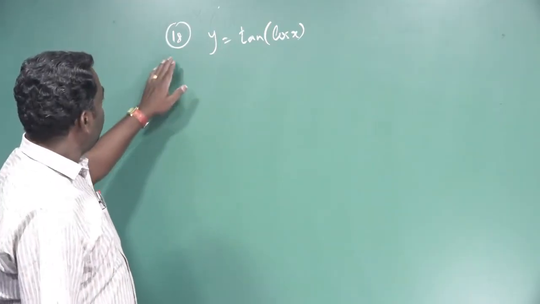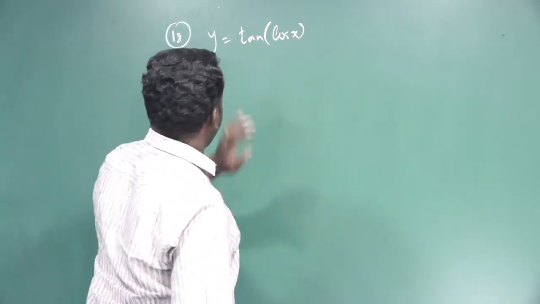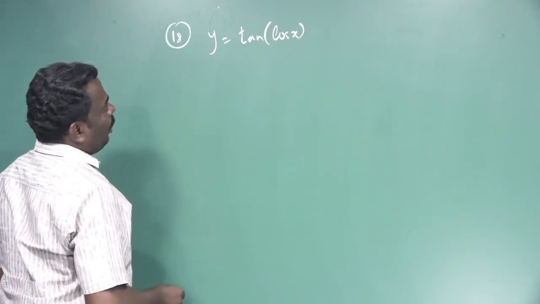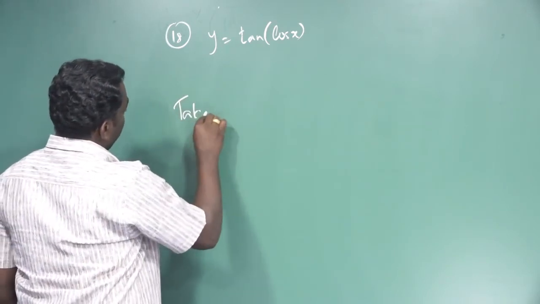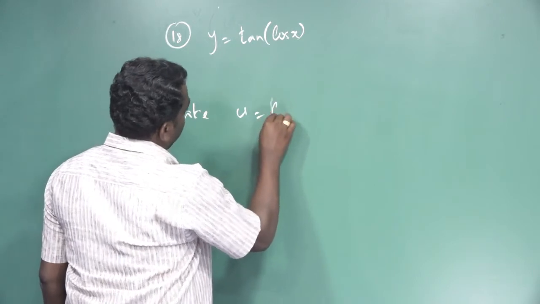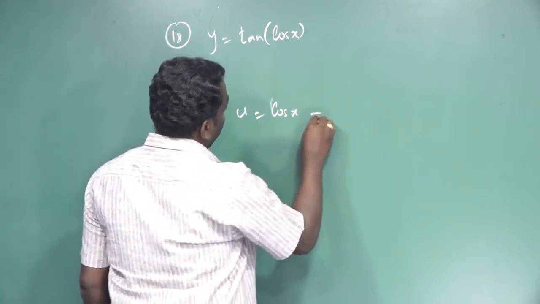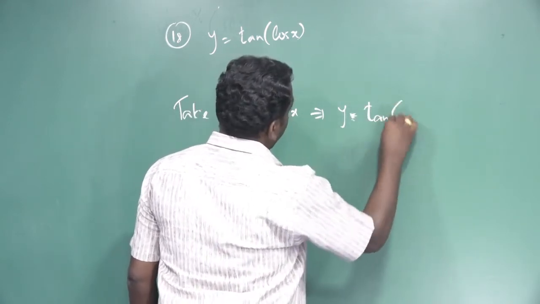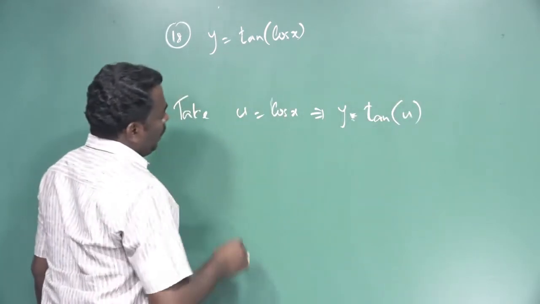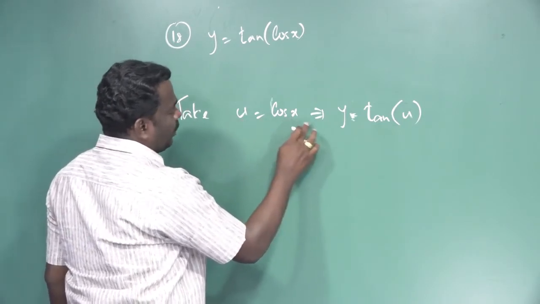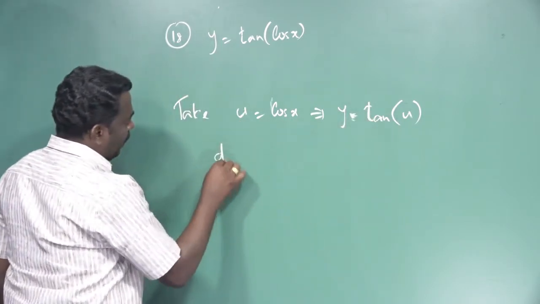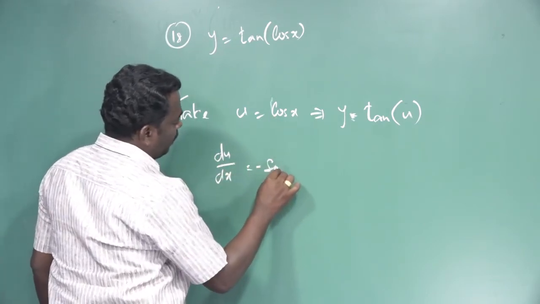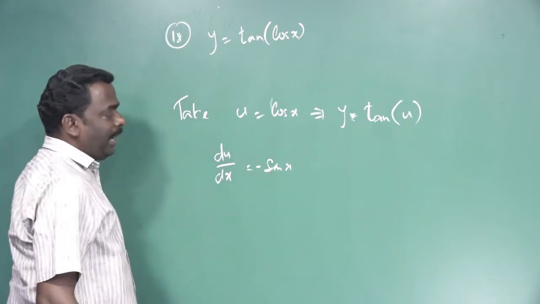The next one, question number 18, y equal to tan of cos x. Again, the same procedure: continue by taking the bracket term as u. Take u equal to cos x, which implies y equal to tan of cos x, defined by u. This is a u function with respect to x and a y function with respect to u. Differentiation of du by dx is equal to the differentiation of cos, which equals minus sin x. Differentiation of cos becomes minus sin x.